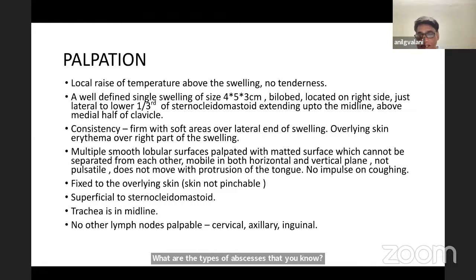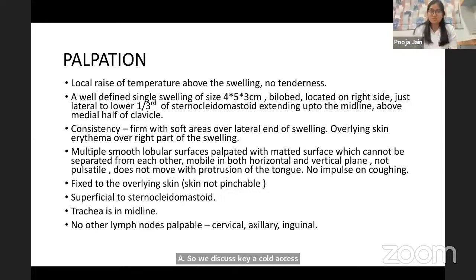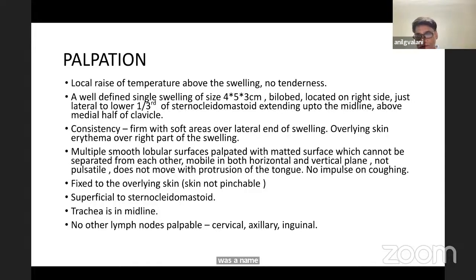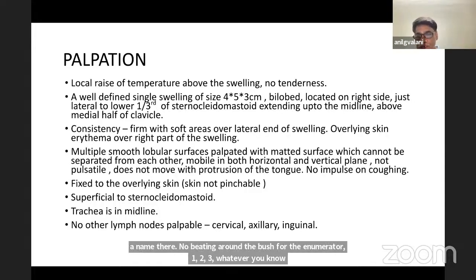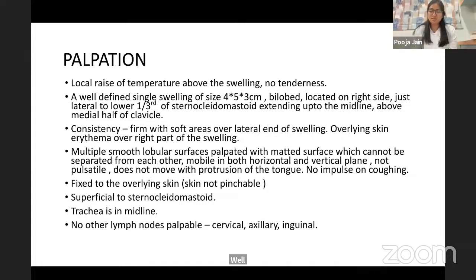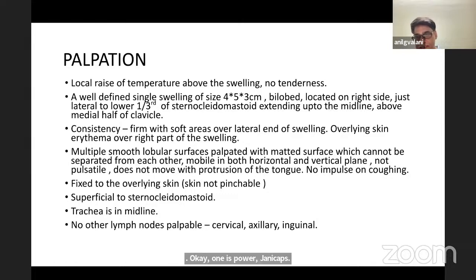We just discussed cold abscess. Apart from that, which other abscess is there? Sir, based on etiology, sir, it can be. They ask for all that, not this. No beating around the bush. Just enumerate 1, 2, 3, whatever you know. Okay, I'll help you. Pyogenic abscess. Yes. One is pyogenic abscess. Second is cold abscess. Third is pyaemic abscess. And fourth is antibioma.